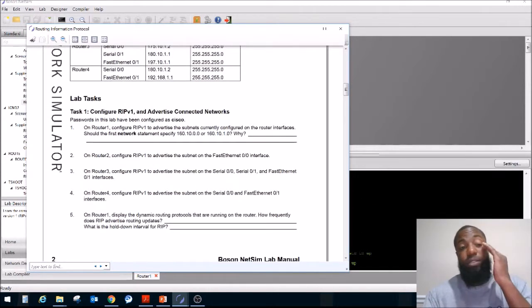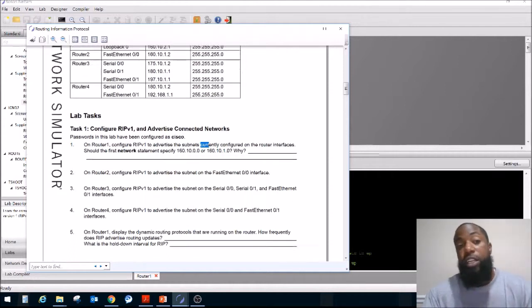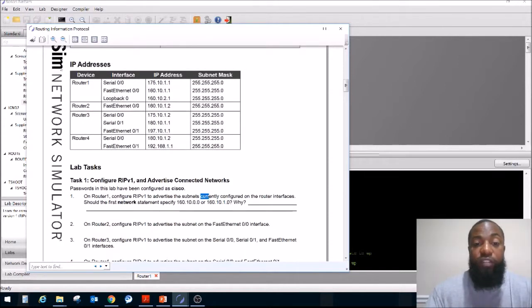Here are our tasks. Router 1, configure RIP version 1 to advertise the subnets currently configured on the router interfaces. I believe these interfaces have already been configured, thank God, because in the other lab you had to do all the housekeeping first on the router interfaces. Should the first network statement specify 160.10.0.0 or 160.10.1.0, and why?